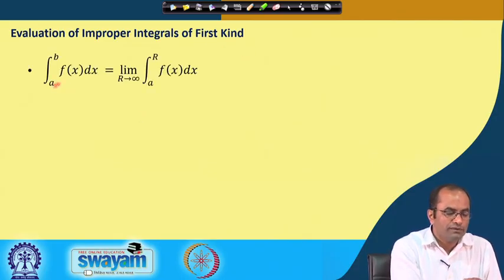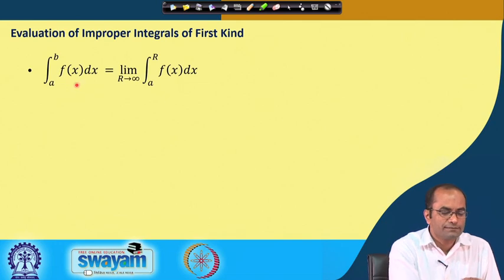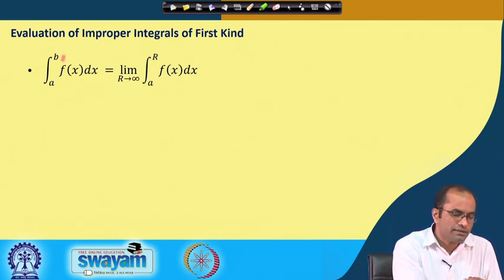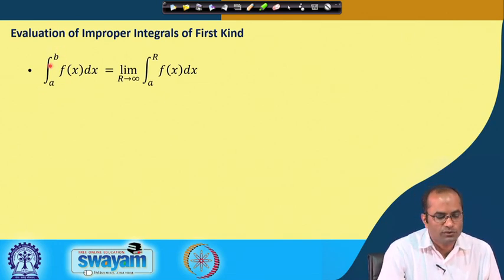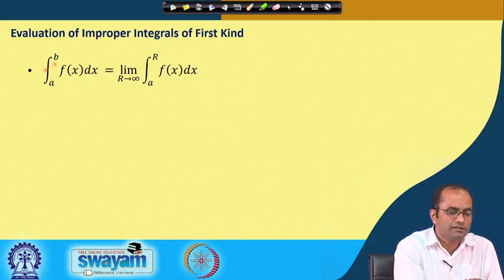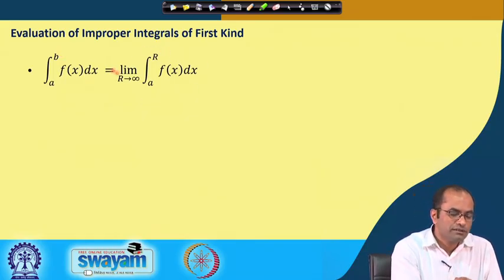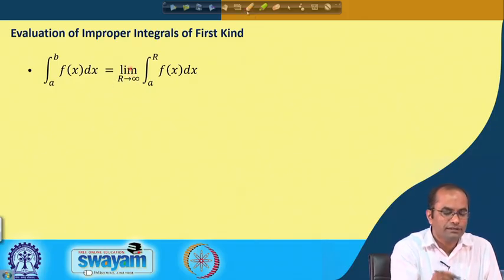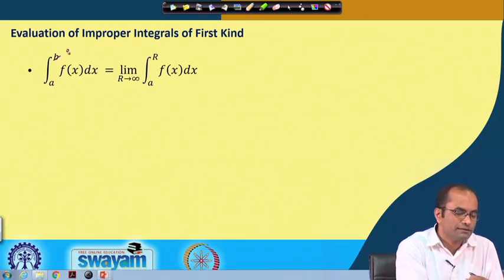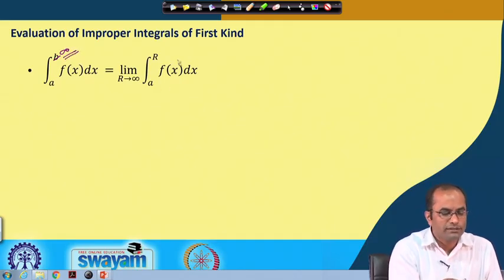So, for example, we have the integral a to b of f(x) dx, and suppose that this b is going to infinity. So, this is the integral of the first kind, and we assume here that b is approaching infinity. In this case what will we consider? We will consider the integral from a to r. So, this b which is infinity we have replaced by r, and then we are taking r to infinity.